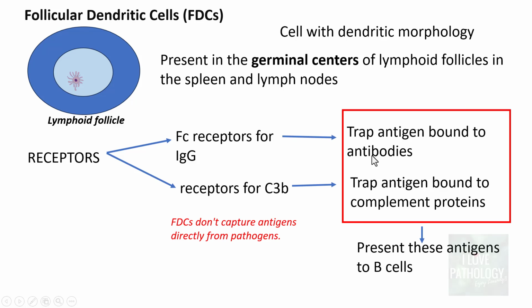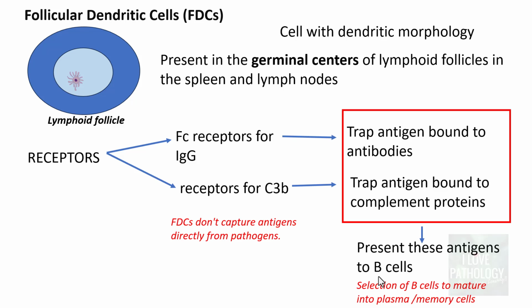Once the antigen is bound to these follicular dendritic cells, they present these antigens to the B cells. Remember, the regular dendritic cells are the antigen presenting cells for T cells, whereas the follicular dendritic cells present the antigens to the B lymphocytes, where the selection of B cells happens. The selection of B cells to mature into plasma and memory cells.